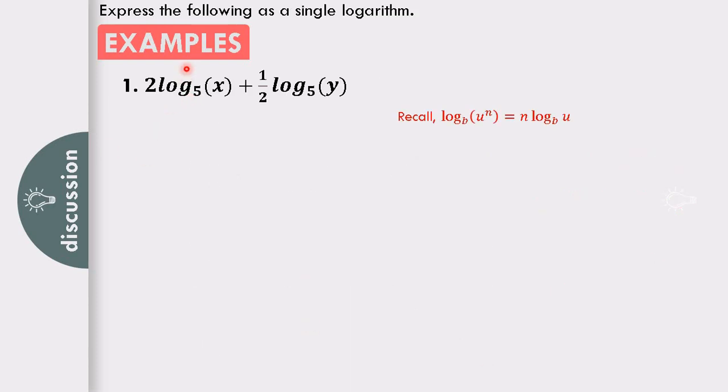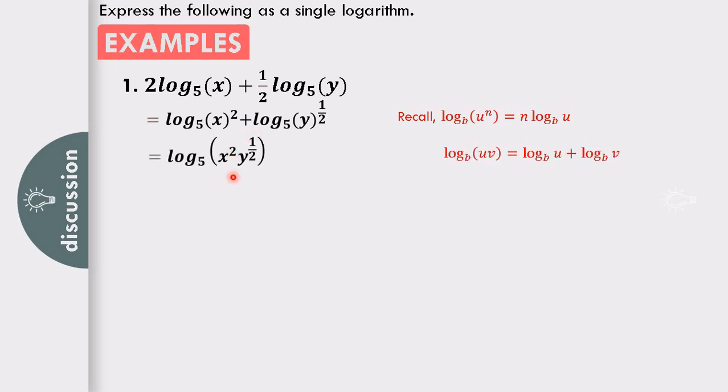So next, we will now express the following examples as a single logarithm. A while ago we expanded, now we will combine them. So first we have 2 logarithm of x to the base 5 plus 1/2 logarithm of y to the base 5. Okay, so we have logarithm of x squared to the base 5 plus logarithm of y raised to 1/2 to the base 5. So we transform the 2 into an exponent and the 1/2 into an exponent. Now, since it is added, we will multiply. So we have logarithm of x squared y raised to 1/2 to the base 5.